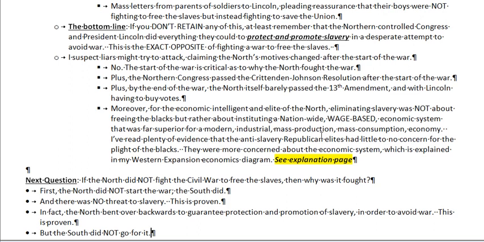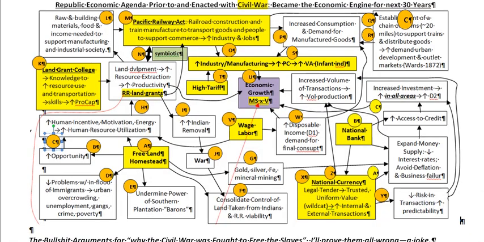I read plenty of evidence that the anti-slavery Republican elites had little to no concern for the plight of the blacks. They are more concerned about the economic system, which I'm going to try to explain when you get to Western expansion economics. I'll take a quick look here. Wage labor, one of the central elements of their system.